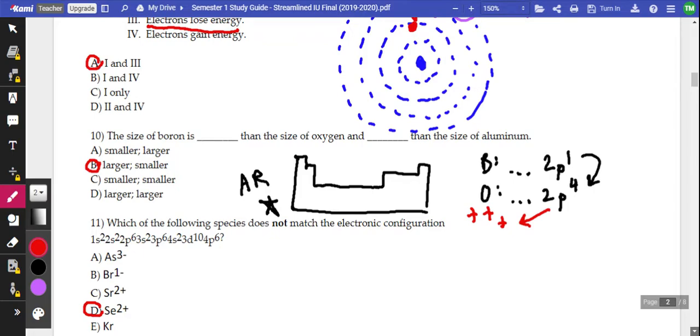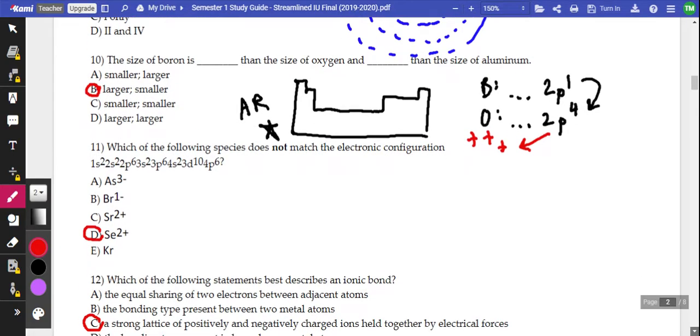In other words, boron is smaller than aluminum because aluminum is another row down, a little farther down on the periodic table. It goes out to the third energy level, which means it's a little bit bigger. It goes a little farther out in the electron cloud when it fills up its electrons. So boron is larger than oxygen, smaller than aluminum.